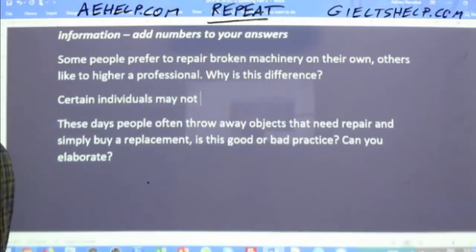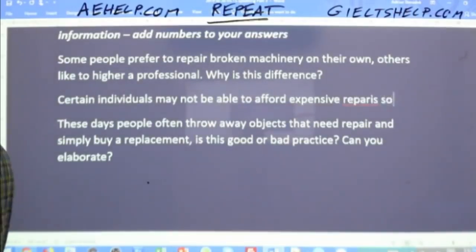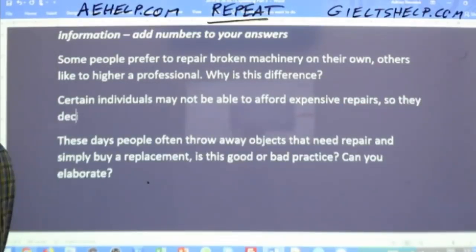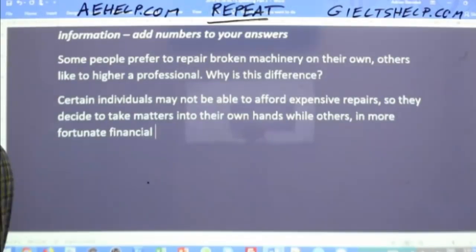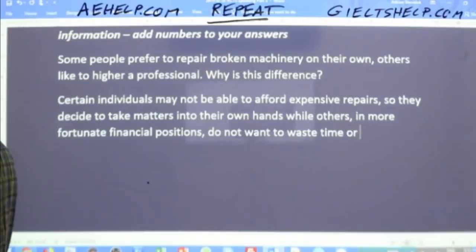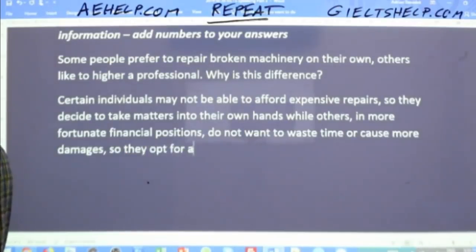Certain individuals may not be able to afford expensive repairs, so they decide to take matters into their own hands, while others in more fortunate financial positions do not want to waste money, or do not want to waste time or cause more damage, so they opt for a professional repairman.